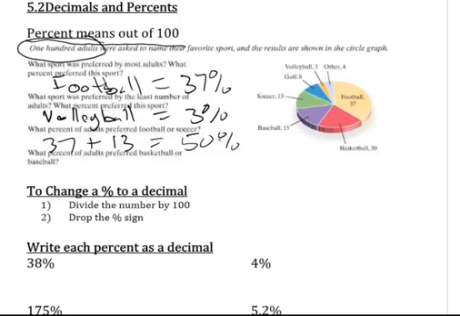And then the next question here says, what percent of adults preferred basketball or baseball? So basketball was 20%, baseball was 15%. That leaves me with 35%.